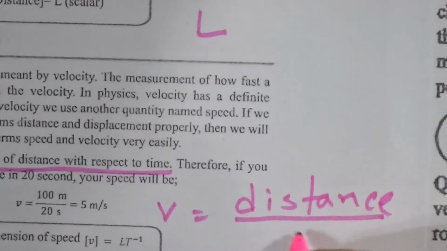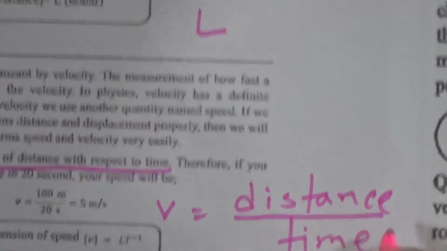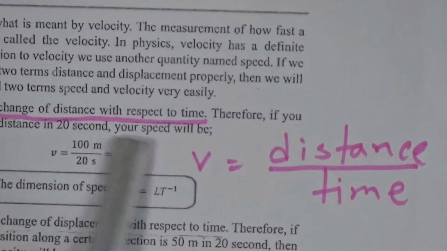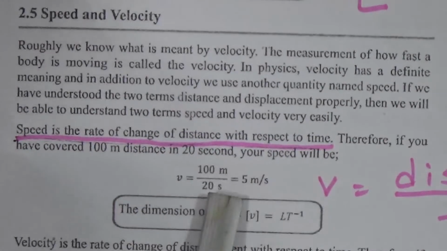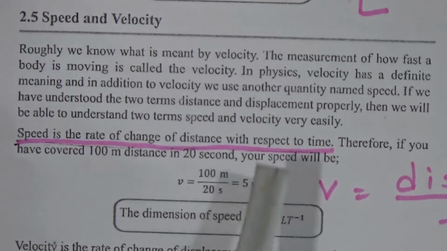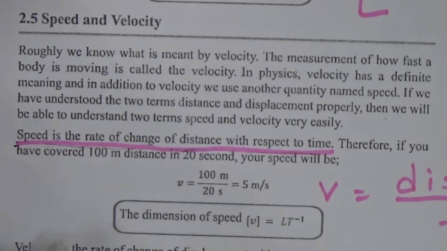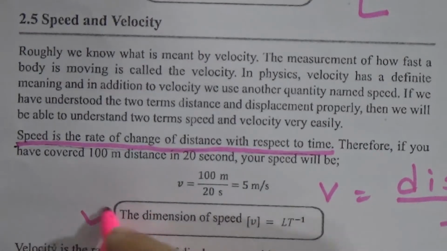Distance divided by time. Here the given distance is 100 meter and time is 20 second. That means speed is 5 meter per second. My dear students, this one is also very important.